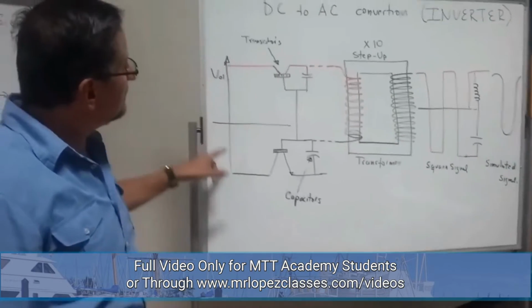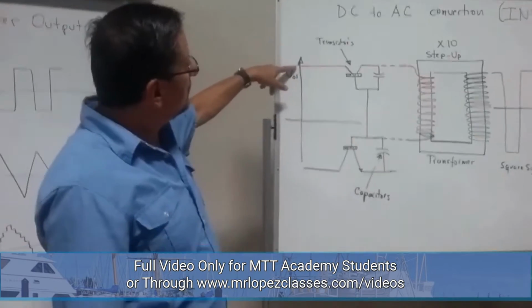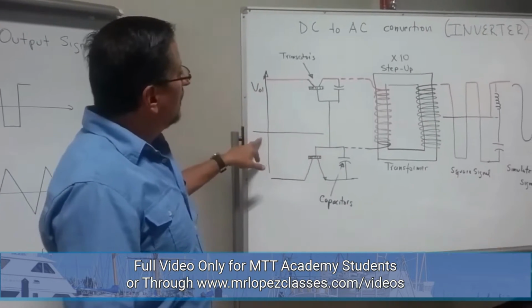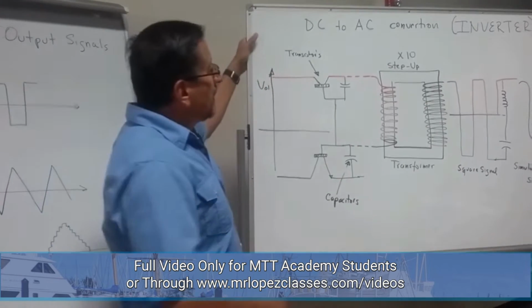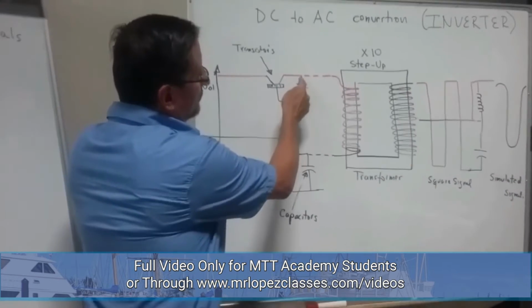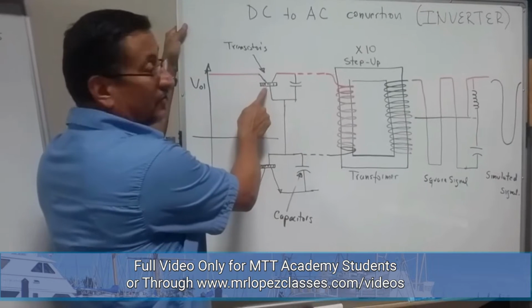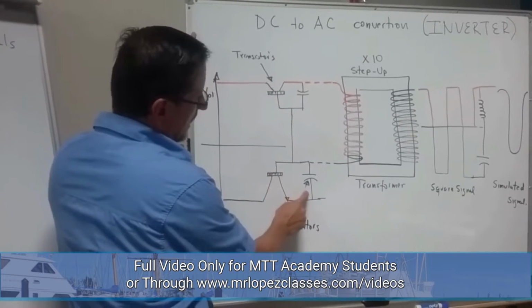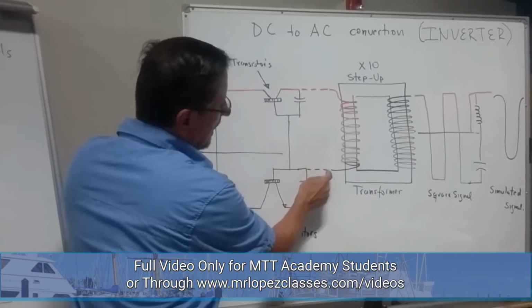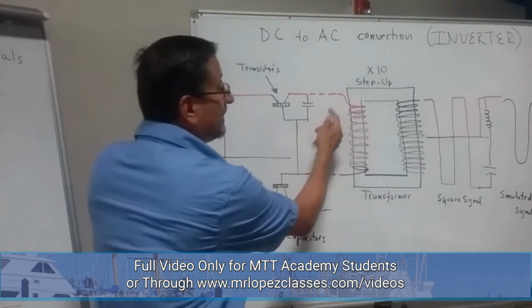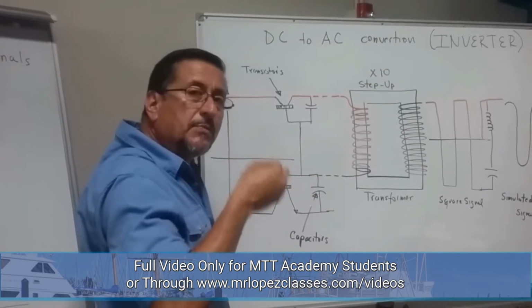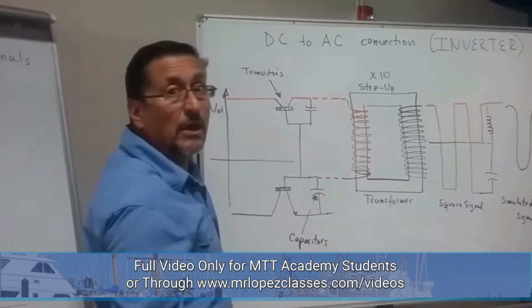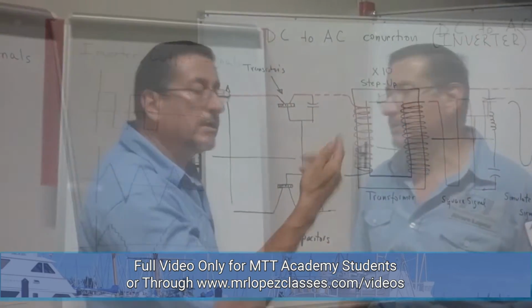Suppose that this is the DC signal, that's the positive side of the DC signal, and this is the negative, voltage and time. If you interrupt the positive signal in sections, if you cut the signal with the transistors and capacitors, the positive and the negative, and after that you pass that interrupted current through a coil, and the coil is the primary coil of one step-up transformer.